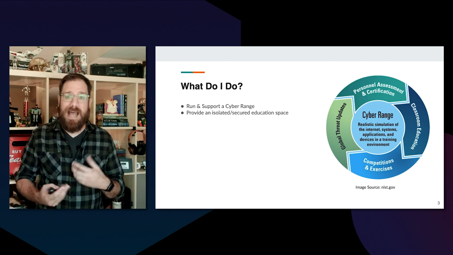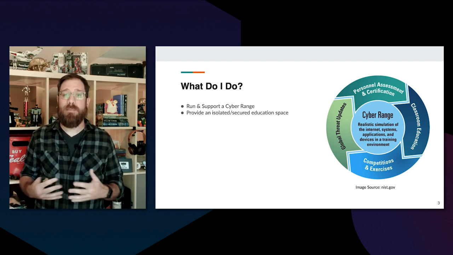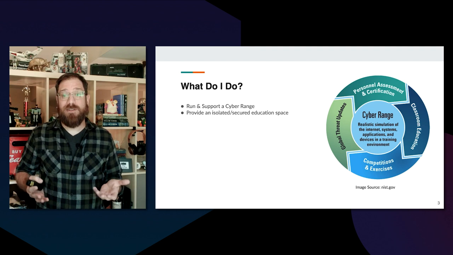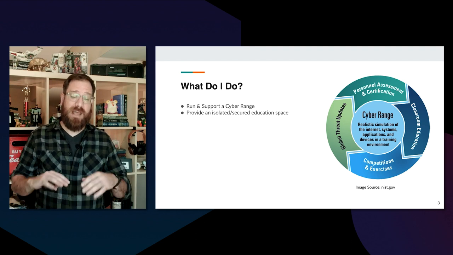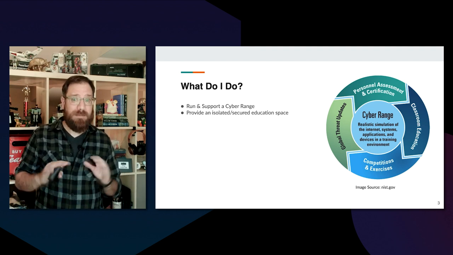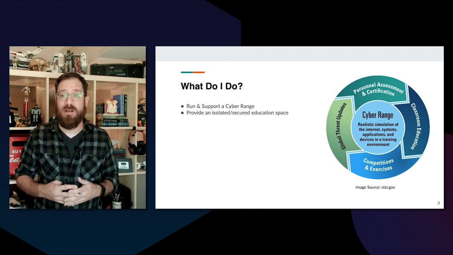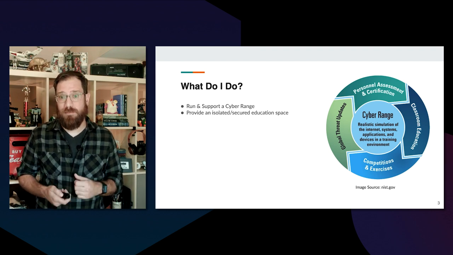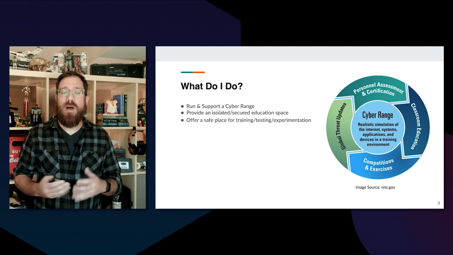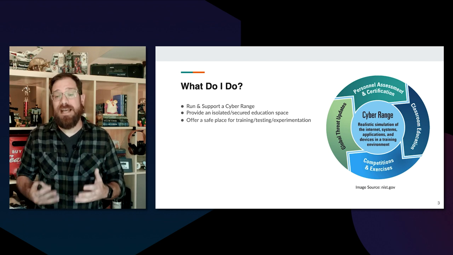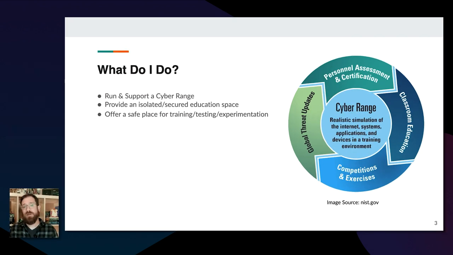If you want to see how a worm behaves or how other malware behaves, the cyber range is a great place to do that because we have isolated infrastructure. It can limit the blast radius in case something goes wrong, and it allows you the freedom to experiment. We also offer a safe place for training and testing and experimentation. If you're trying to get certified in some security cert, you can go ahead and practice in the range.